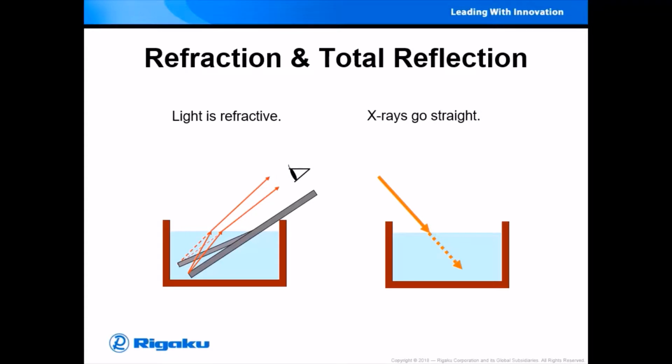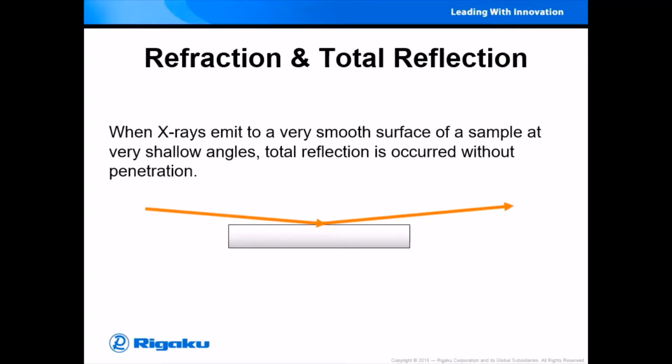And when X-rays hit a smooth surface at a very shallow angle, they do not go into the material, but instead most of them reflect off the surface. This phenomenon is called total reflection.